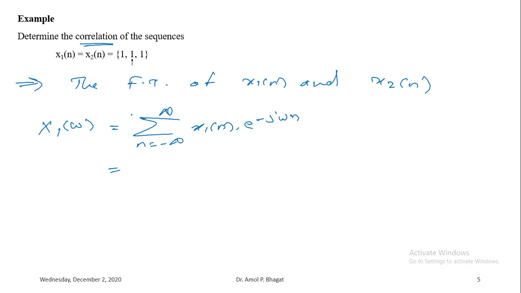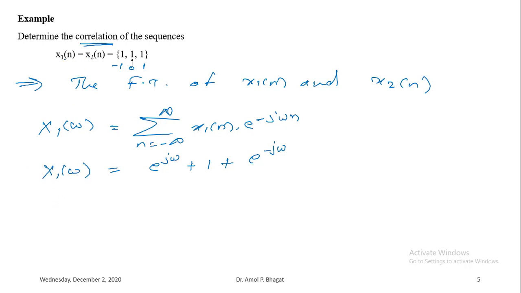Here the limits will be from minus 1 to 1, so I will directly write down the equation. Substituting n equals minus 1, it will be e to the power j omega, plus x1 of 0, which is 1, multiplied by e to the power 0, so it will be 1, plus, when substituting n equals 1, e to the power minus j omega. So this is X1 of omega.